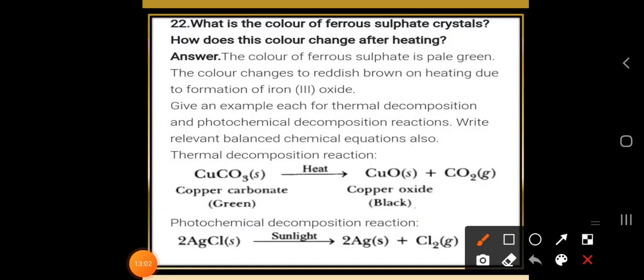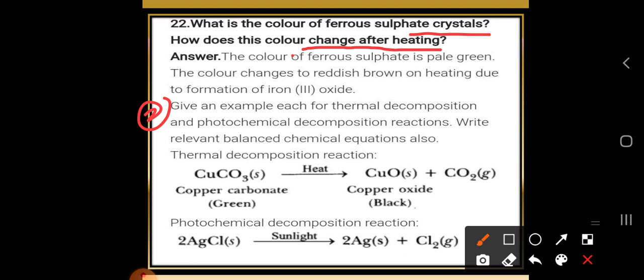What is the color of ferrous sulfate crystals? Okay, so how does this color change after heating? So this is the first question and this is the second question. Okay, so here the answer is with you.